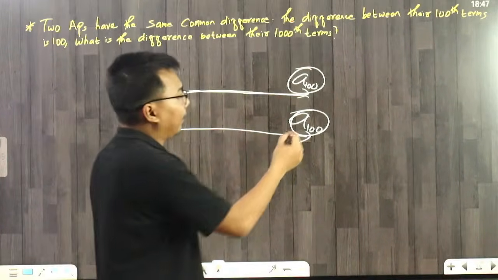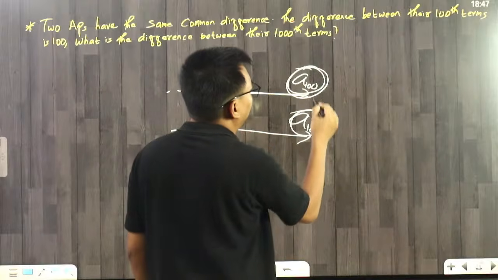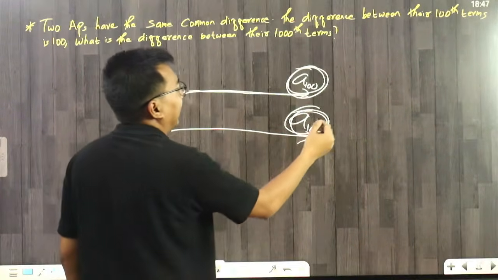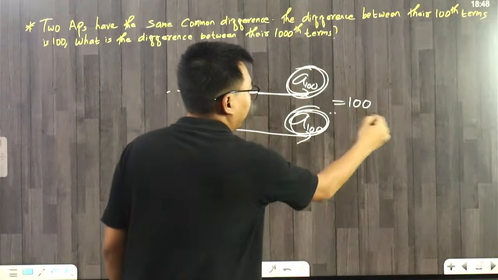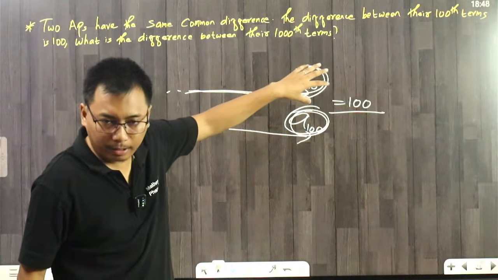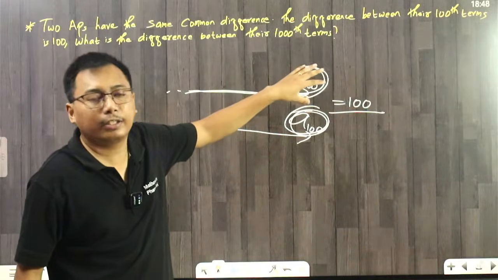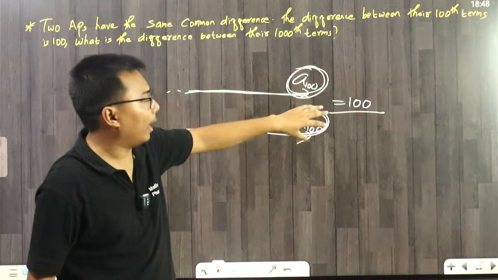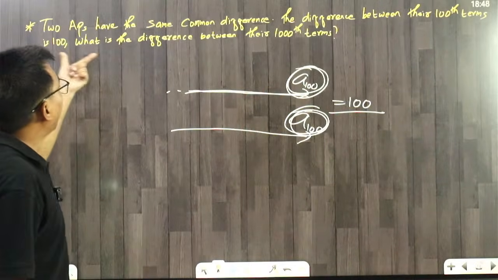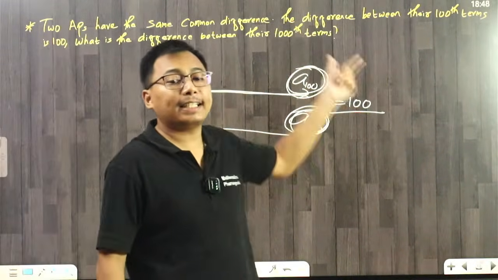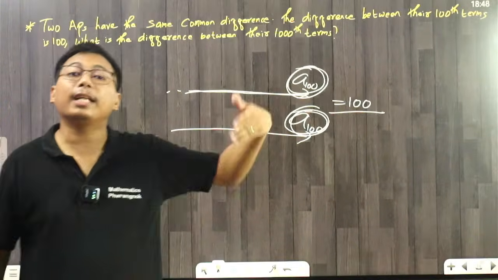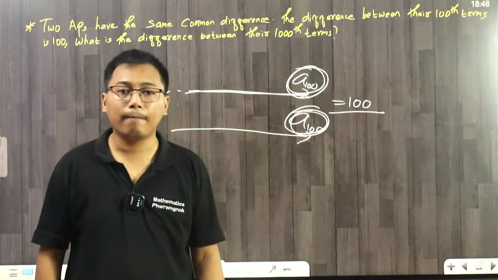It says that the difference between the 100th term of the first AP and the 100th term of the second AP is 100. What do we have to find? We have to find the difference between their 1000th terms. What will be the difference of their 1000th terms?